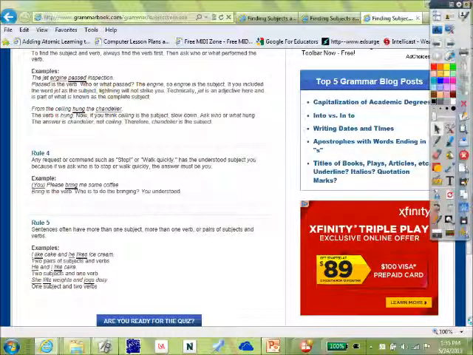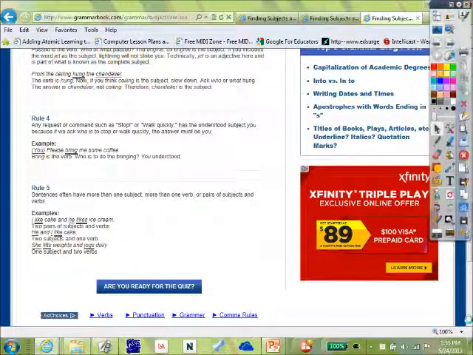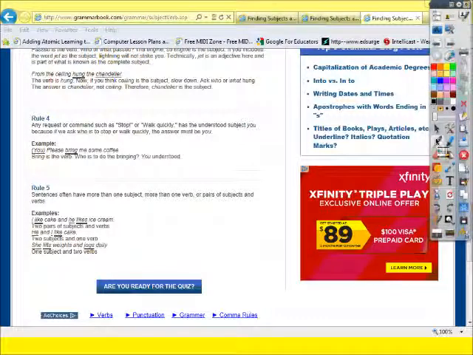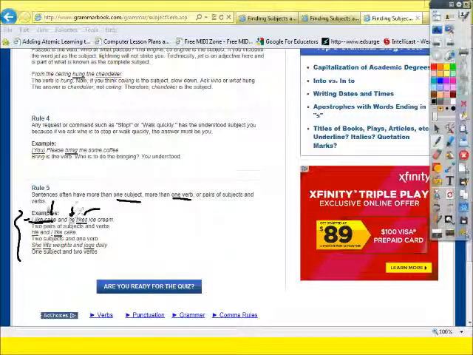Alright. Rule number 5. You can have more than one subject in a sentence. You can also have more than one verb. Alright. Let's take a look at these examples. I like cake. There's a complete thought right there. And he likes ice cream. Those are 2 sentences right there. You have I as your subject and he. There's your verb like twice. 2 pairs of subjects and 2 pairs of verbs.